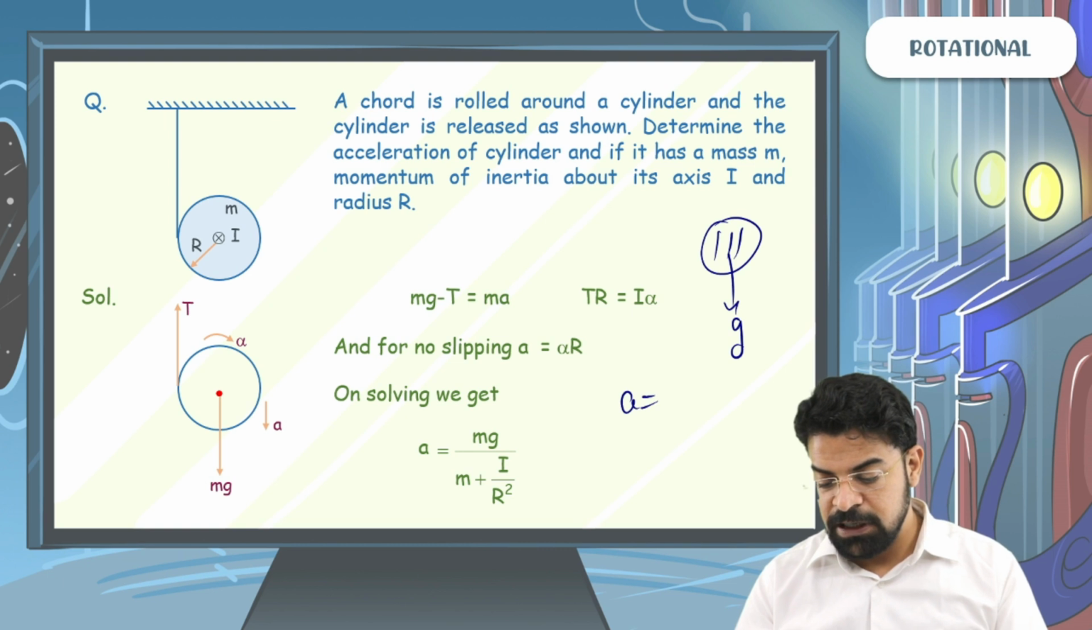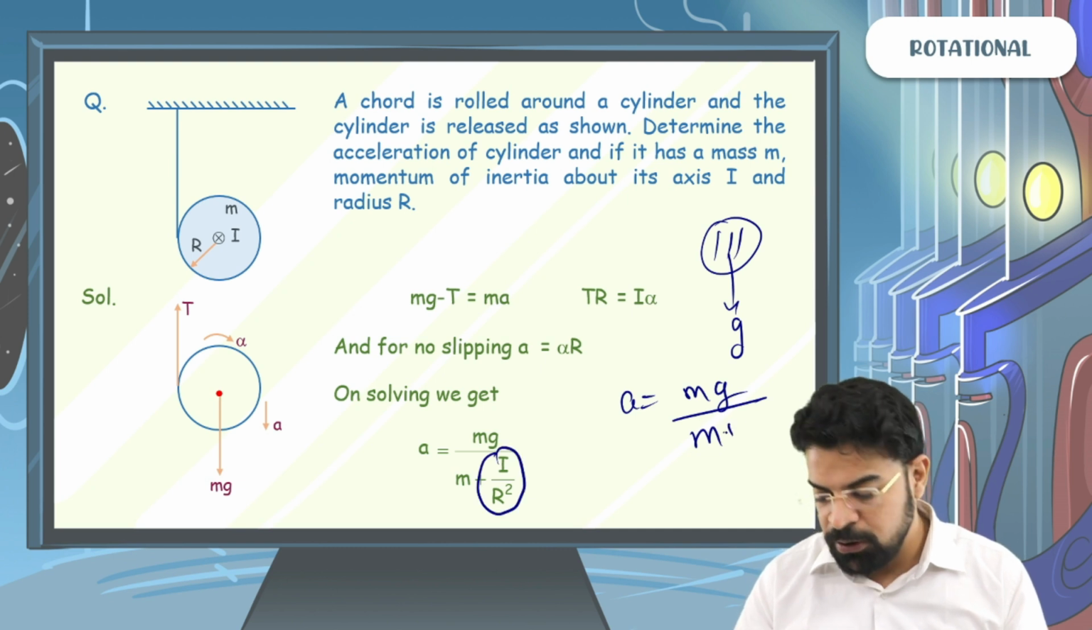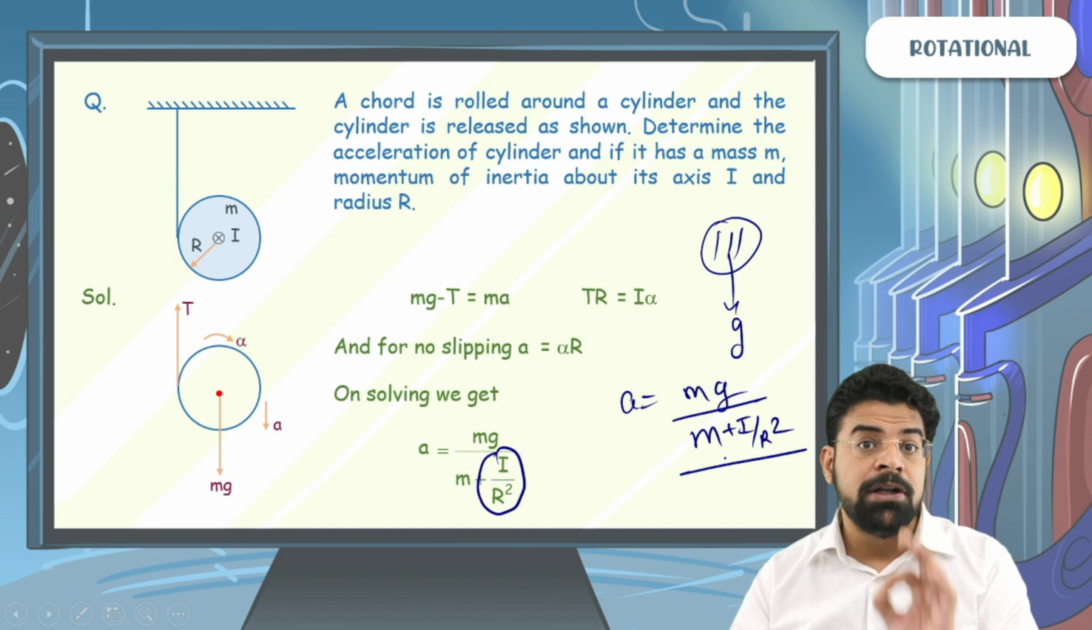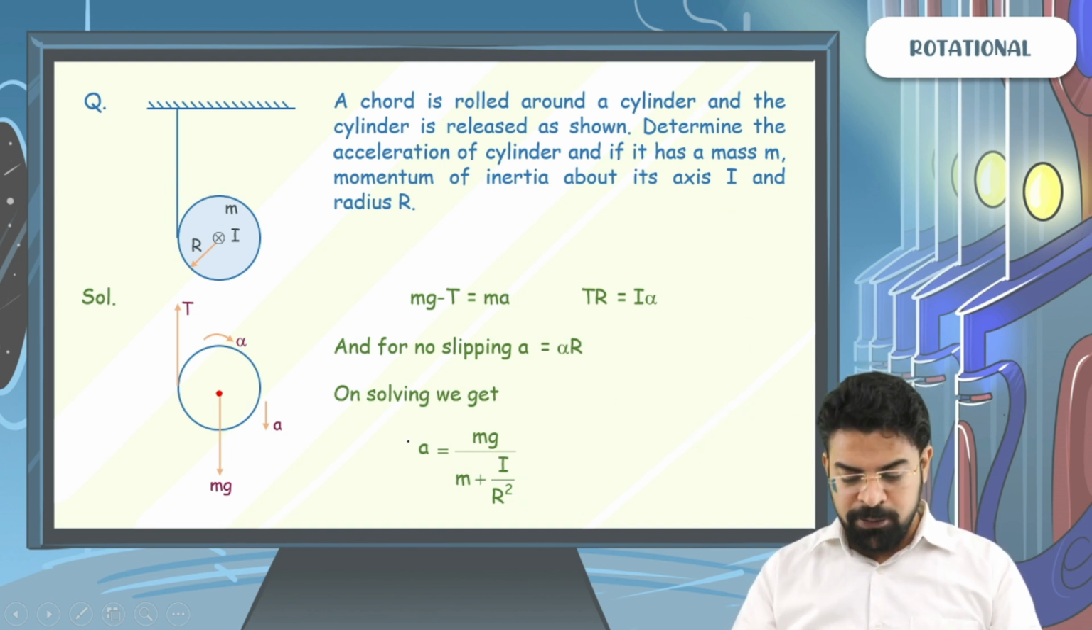So if you release a block, its acceleration is g down. Why? Because acceleration equals force mg by its mass. Add an extra term of I by r square to the mass, and you get the acceleration. That's how simple it is to remember all these results. They might know that students have remembered the acceleration.